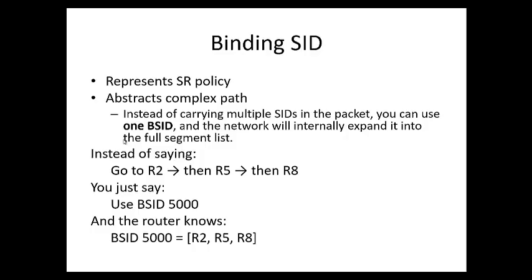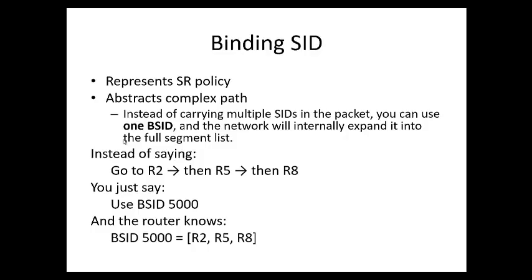So this binding SID, for example, you see down there, instead of saying go to router 2 and then go to router 5 and then go to router 8, we use binding SID 5000. What does that 5000 contain? It contains the list of instructions.